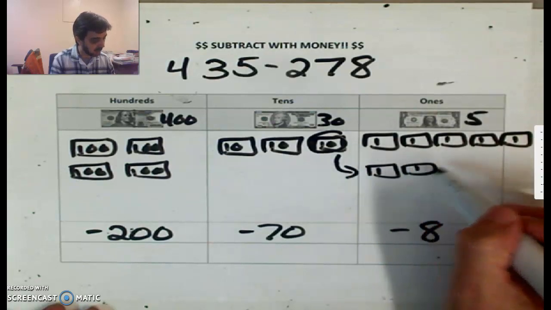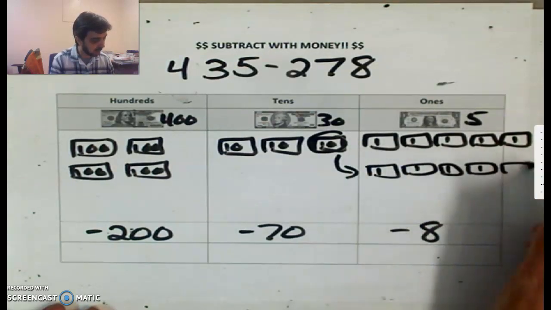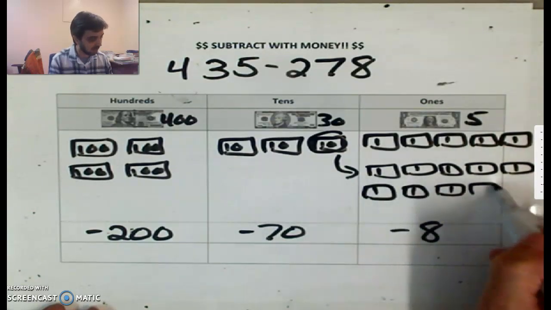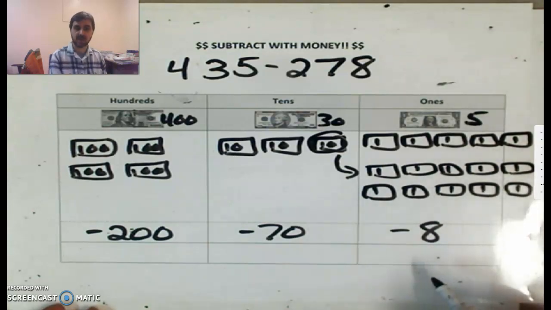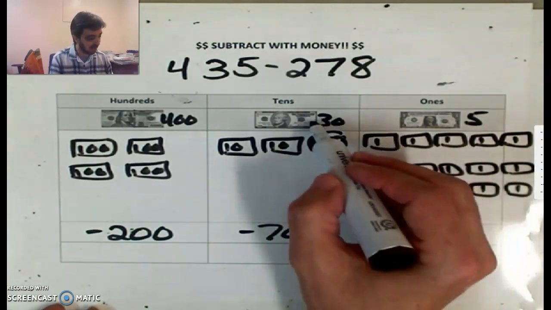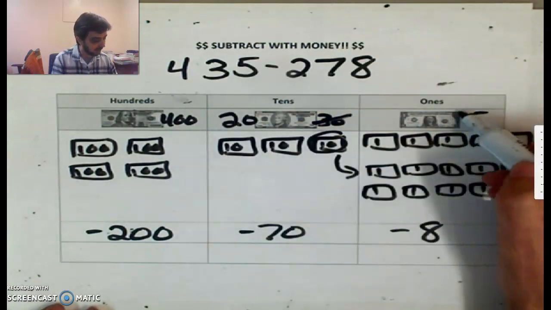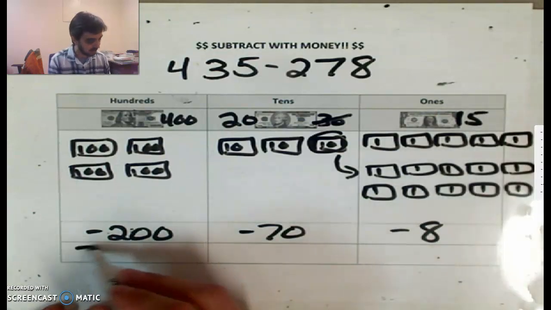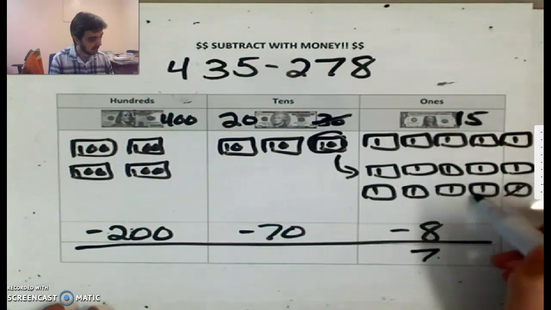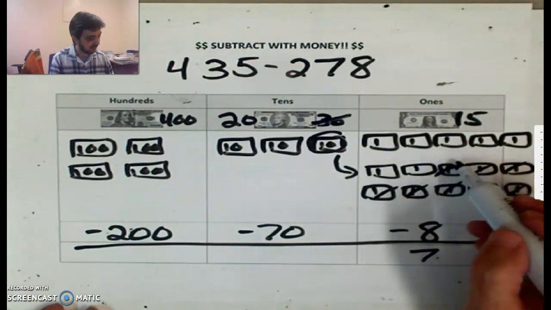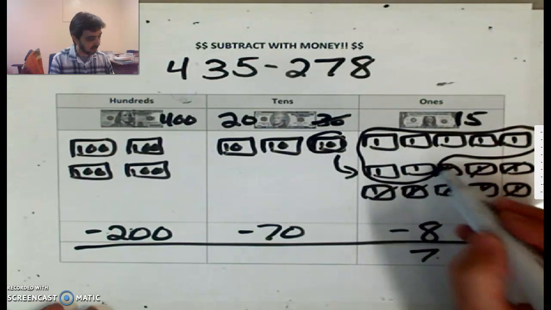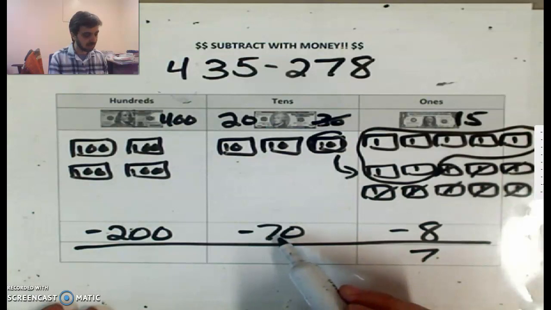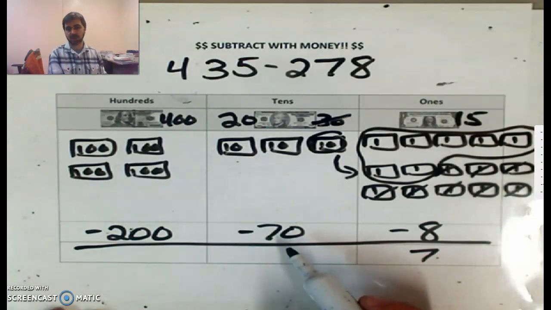So 1, 2, 3, 4, 5, 6, 7, 8, 9, 10. Okay? So now, in fact, I only have 20 over here, and I have 15 over here. I have 15 ones. 15 minus 8 is 7, right? So I cross off 8 of these, I'm left with 7. Okay, I have 2 tens. I still have 2 tens here, minus 70. Uh-oh, I can't do that either.